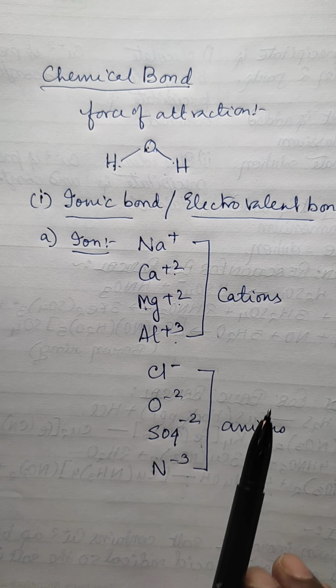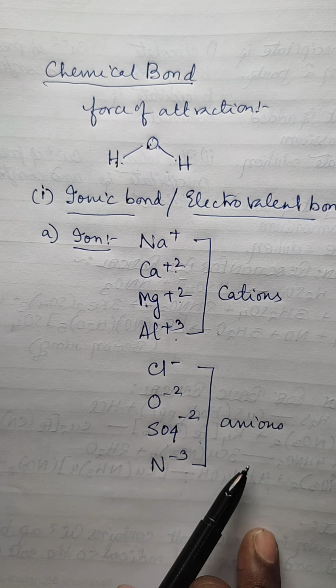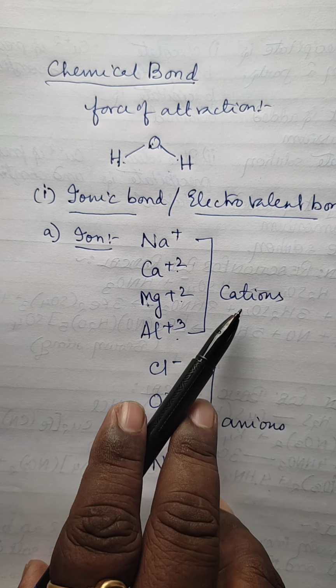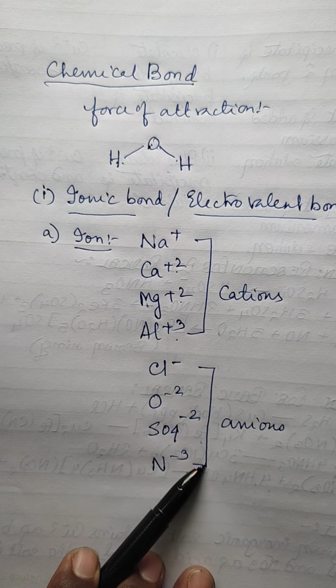So in case of a positive ion, the charge is positive. In case of a cation, the charge is positive. In case of an anion, the charge is negative.